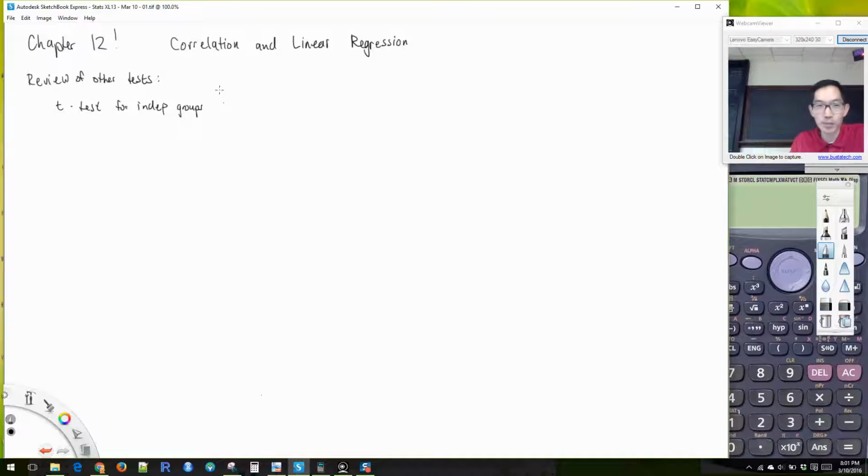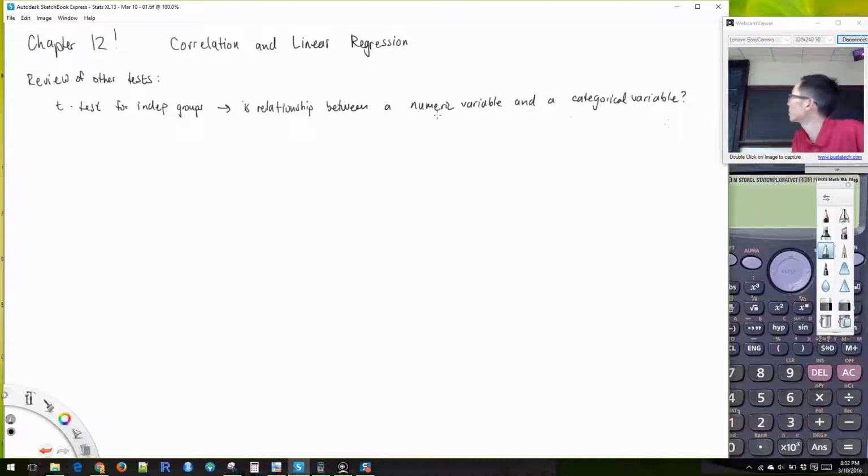We use the t-test for independent groups to see if a numeric variable has different means for two different groups, right? So basically, let me summarize this. This might not be the best way to go about it, but we'll say: is there a relationship between a numeric variable and a categorical variable? Okay, this is one way to say the purpose of this test.